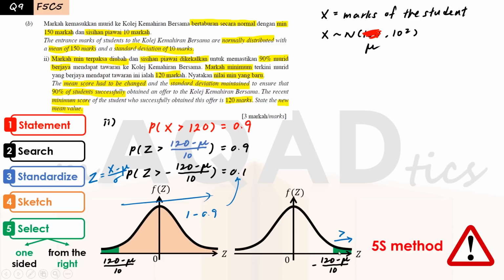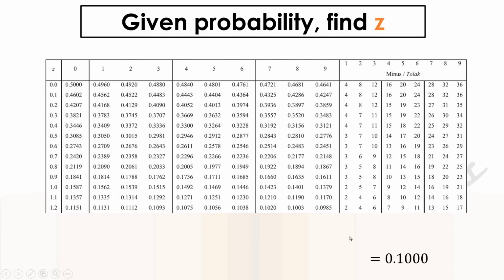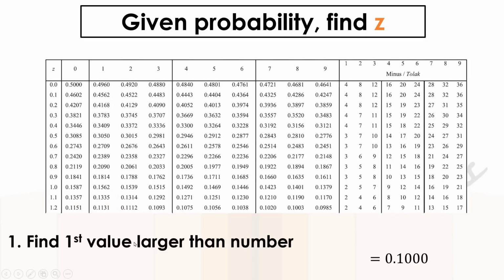Alright, so now the green area satisfied both criteria, then we can go to the tables to find out the z value. And now to find the value of z, the first step as usual, we are going to find the first value which is larger than 0.1. According to this table, it is this value, 0.1003. As you can see, the next value is lesser than this value. So now the second step is to find the difference between these two.